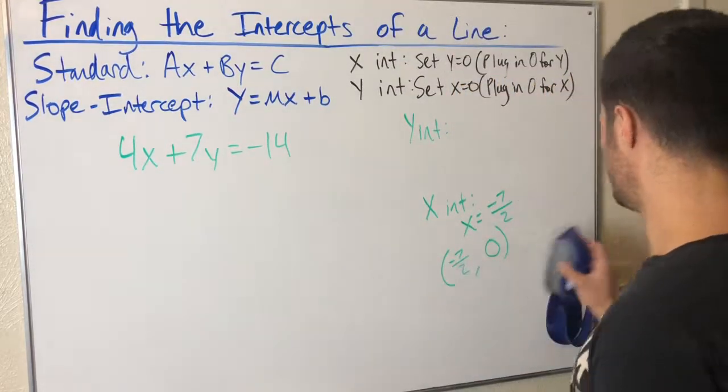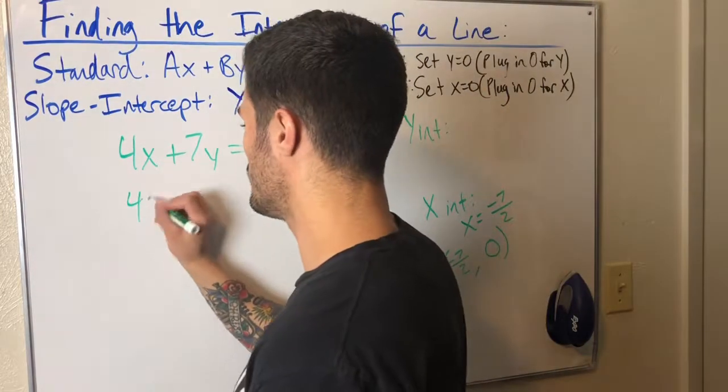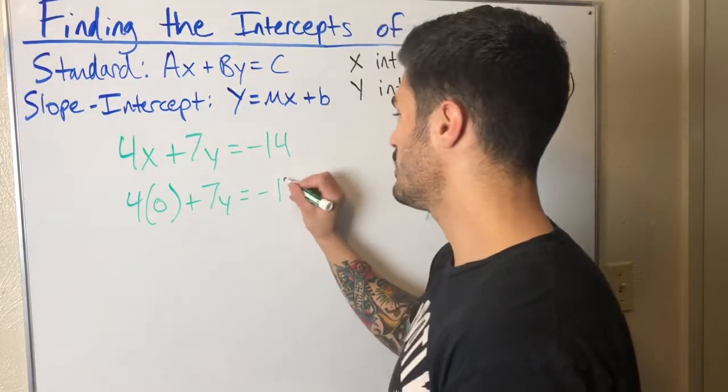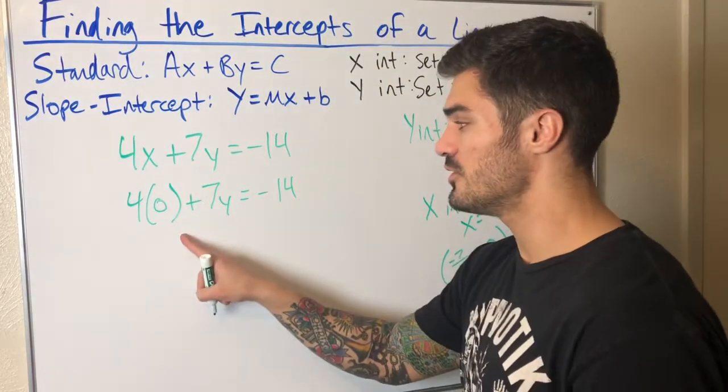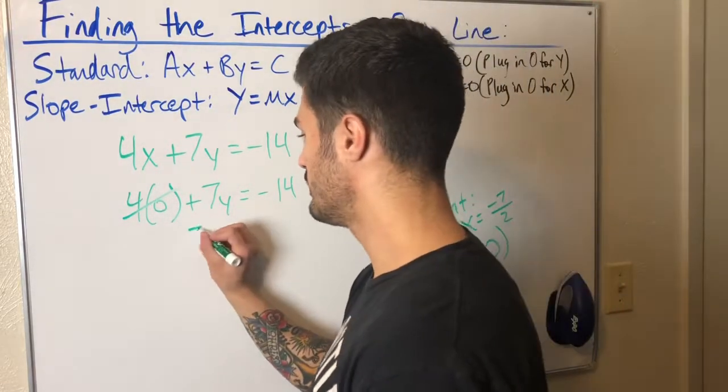Okay, so now I'm going to plug in 0 for x. Set x equal to 0. So 4 times 0 plus 7y equals negative 14. 4 times 0 is 0. 7y plus 0 is just 7y, right?